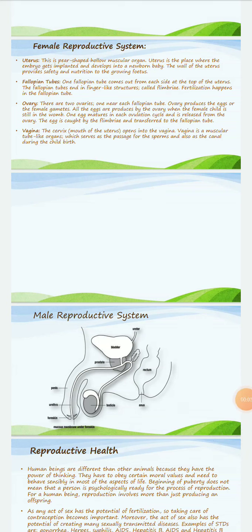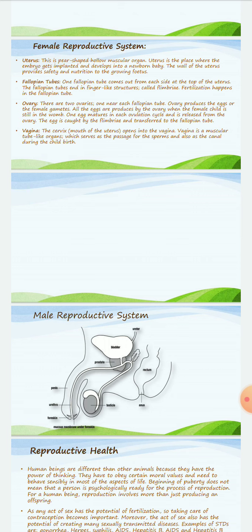Hello students. So in the last class we discussed male reproductive organs, the different parts of the male reproductive organs and the functions of each and every part. And today we'll discuss the female reproductive system. The female reproductive system consists of the uterus, fallopian tubes, ovary and vagina.